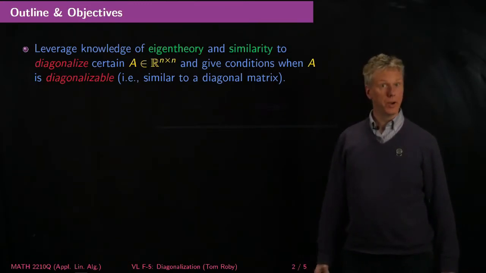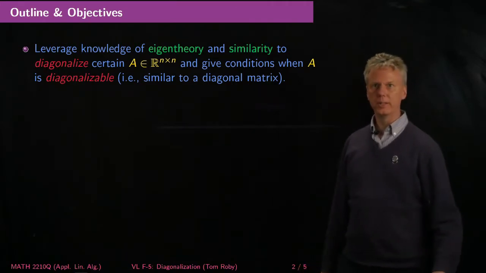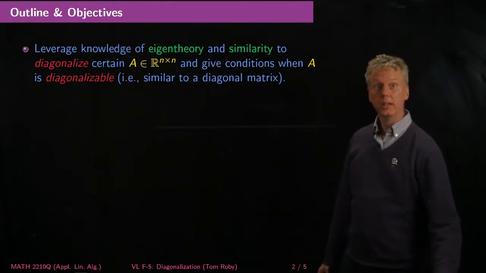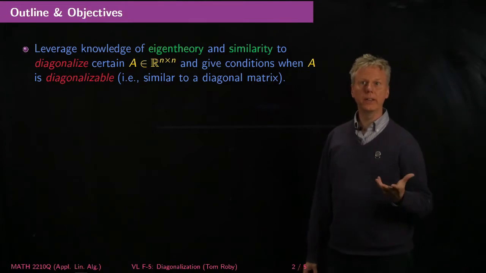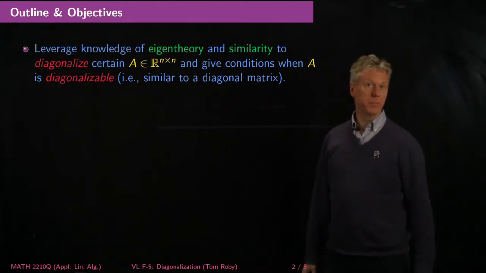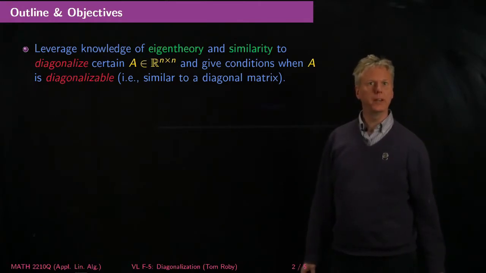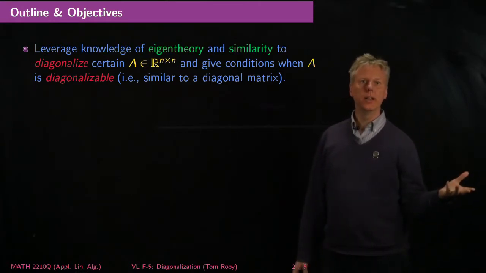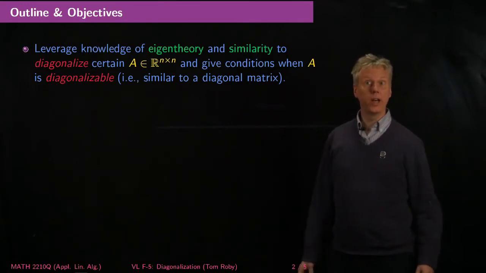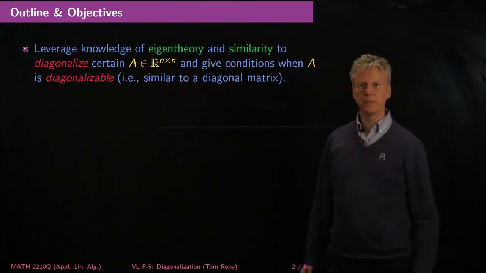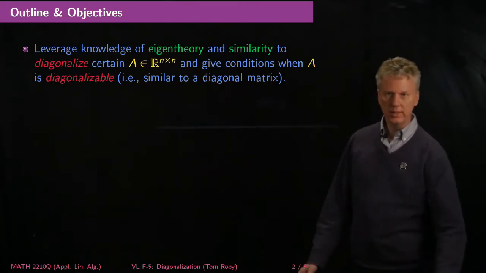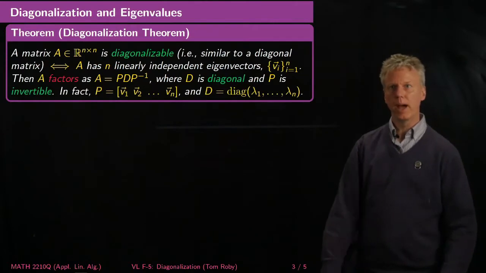Today we're going to do one of our main factorizations in linear algebra, this diagonalization factorization. We'll be leveraging our knowledge of eigentheory and similarity to diagonalize some of the n by n matrices. Not all n by n matrices can be diagonalized, so we'll also want to give conditions that let us know whether an n by n matrix is diagonalizable or not. By diagonalizable, I just mean similar to a diagonal matrix. We've already seen why this is useful, for example, if we want to take powers of a matrix.